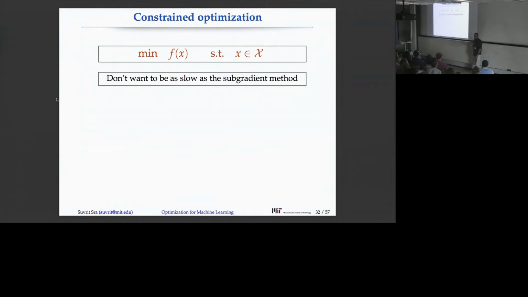We are trying to solve, let's say, a constrained optimization problem. You could use that indicator function and then just try to hit it with subgradient method, but we don't want to be as slow as subgradient method. So what do we do? Well, we make assumptions. When faced with a wall like that, you make some nice assumptions which make your day.